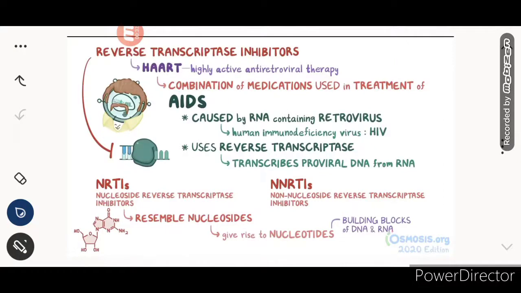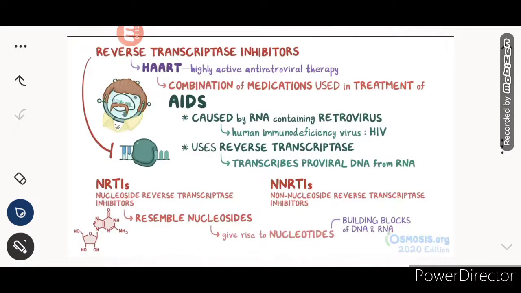AIDS is caused by an RNA-containing retrovirus, and why it's called a retrovirus, I told you in a previous video, is because of the enzyme reverse transcriptase. So what does reverse transcriptase do? It converts the RNA to DNA, or we can say it transcribes proviral DNA from RNA. There are basically two classes: nucleoside reverse transcriptase inhibitors and non-nucleoside reverse transcriptase inhibitors. But in this video we're just going to talk about the NRTIs.